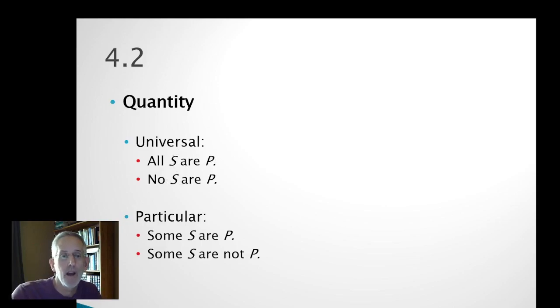Then you have particular quantity. Those are the categorical propositions that start with the quantifier some. So some S are P is particular, and some S are not P is particular quantity. This one's easy too. If it's some, it's particular. If it's anything else, it's going to be universal.